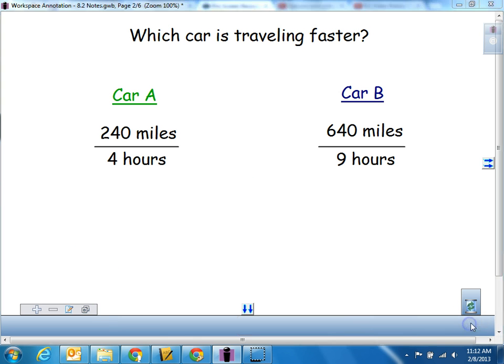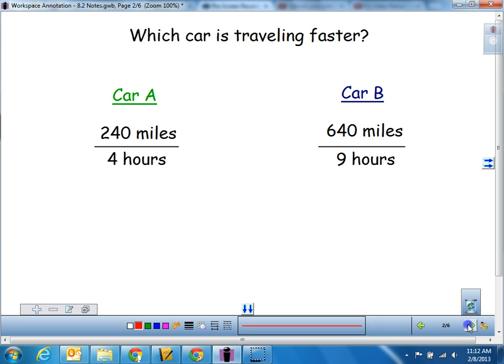Let's keep going. So sometimes we might have something like this. Which car is traveling faster? Car A has gone 240 miles in the course of 4 hours. Car B has gone 640 miles over the course of 9 hours. Now, it's kind of hard to tell. This one's obviously gone more miles, but he's taken longer to do it as well. Both of these are rates, 240 miles per 4 hours, 640 miles per 9 hours. But it's kind of hard to tell which one is faster than the other.